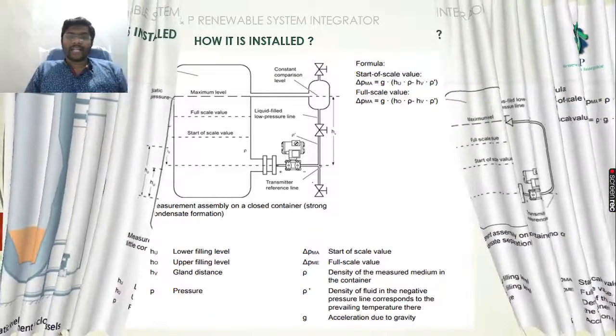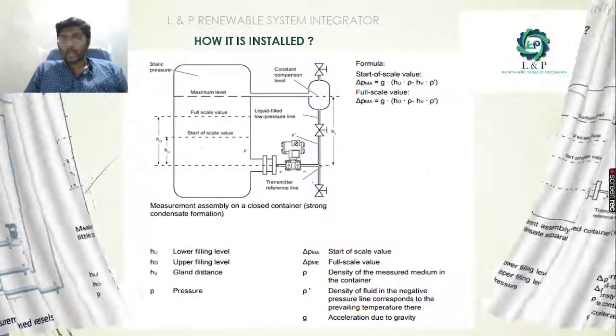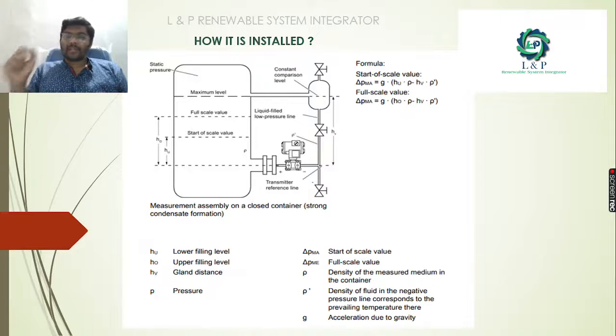And the third type is if you are installing in a closed container where there is a possibility of strong condensate formation, that is, if you have a constant compression level and you're going to increase it, we have different valves, and you need to come across gas filled compression chambers. In such places you need to install like this.